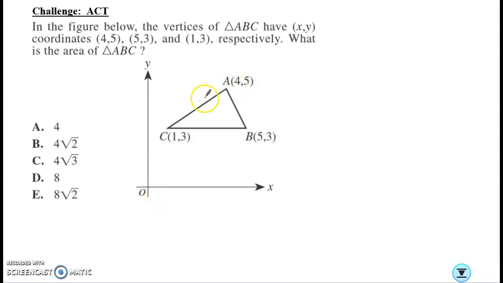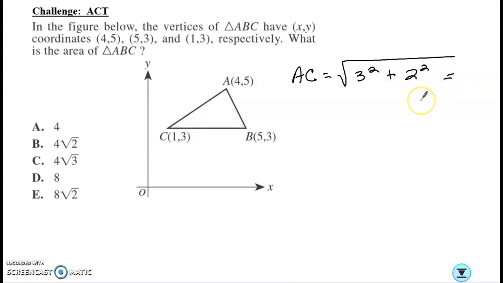As it turns out, if you do the distance formula from A to C, remember the distance formula is the difference in the x value squared plus the difference in the y value squared, and then you take the square root. That turns out to be the square root of 13. So this side is the square root of 13. If we do A to B and do the same thing, it turns out that that side works out to be the square root of 5. And C to B, you can kind of just do this because it's on a straight line. You can see the y values are the same. So the distance from 1 to 5 is just 4.